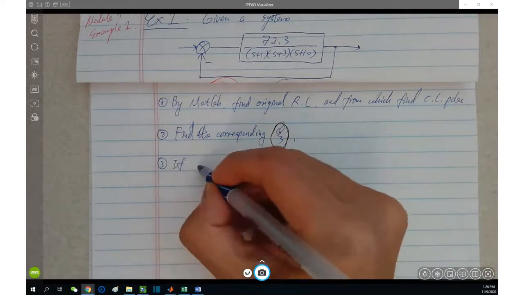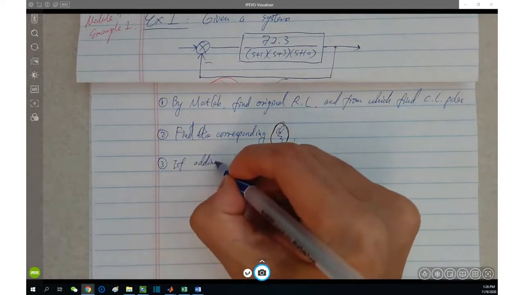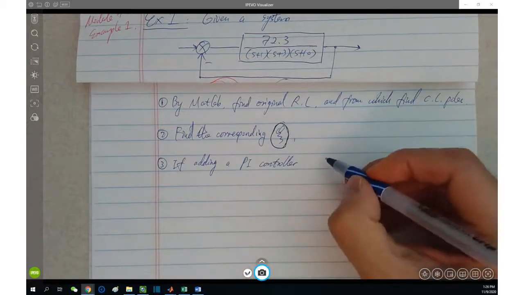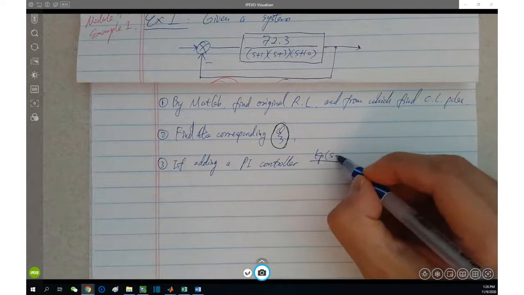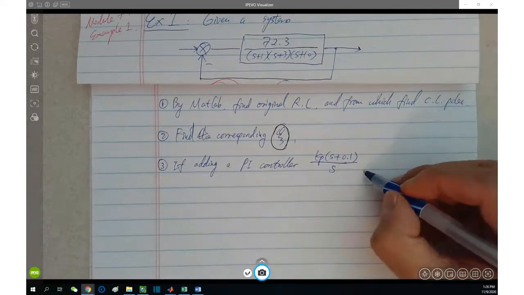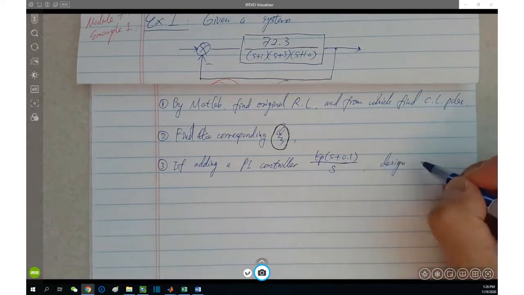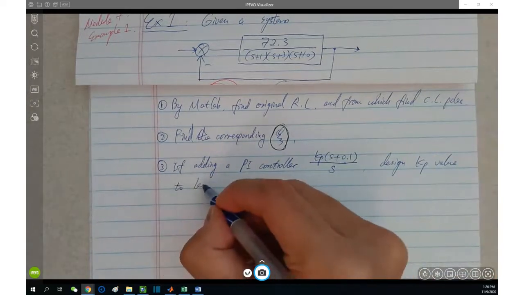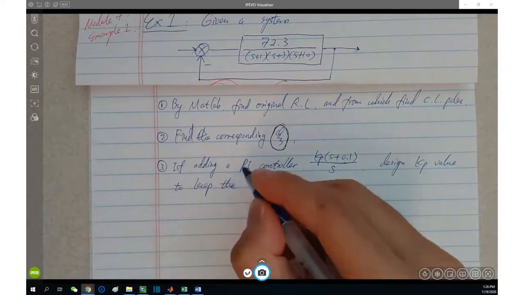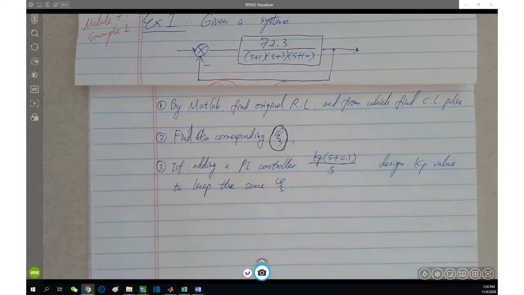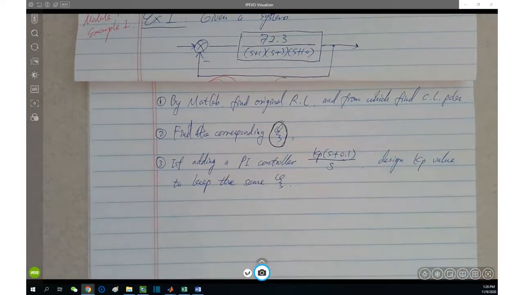Here it is saying, if adding a PI controller, KP plus 0.1 over S, we're going to design any KP value to keep the same damping ratio zeta. See how we design the KP value to keep the same damping ratio for the system.